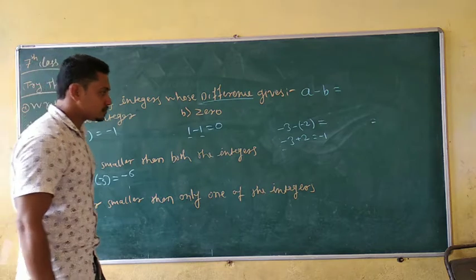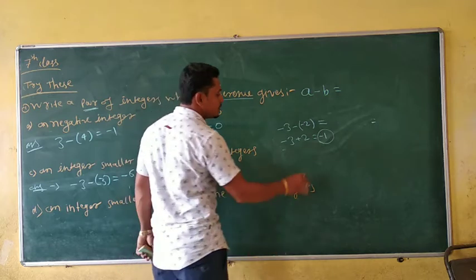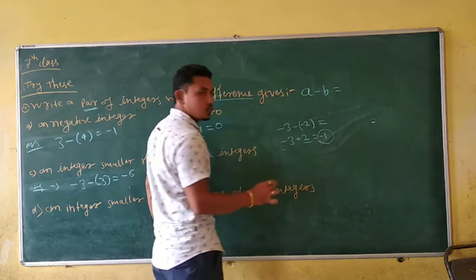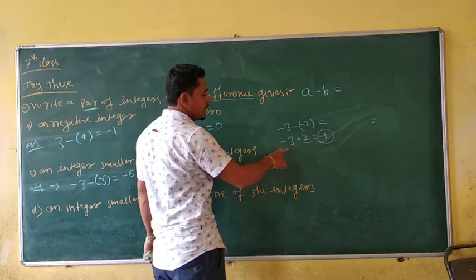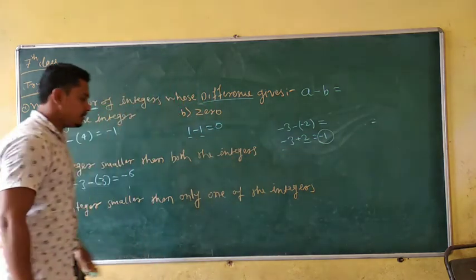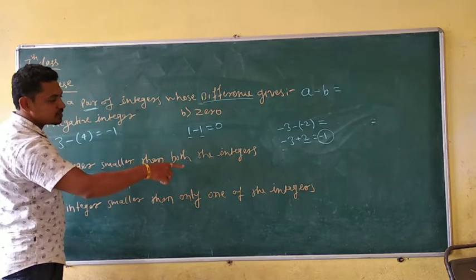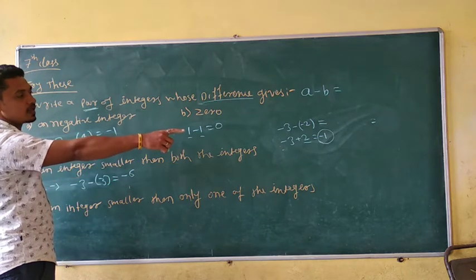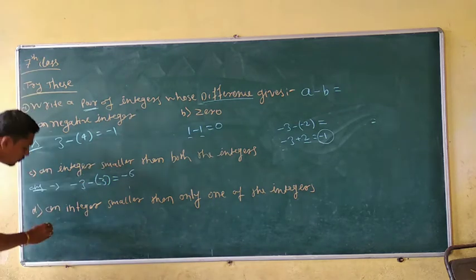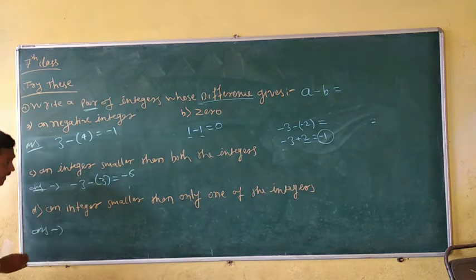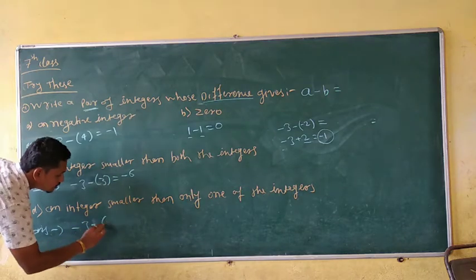Is it right? So minus 1 is smaller than 2 also. Okay, minus 1 is smaller than 2 and minus 1 is greater than minus 3. Is it right? So therefore here, an integer smaller than only one of the integers. So minus 1 is smaller than only 2 and minus 1 is greater than minus 3. Is it right? So therefore your answer is minus 3 and minus into minus 2.